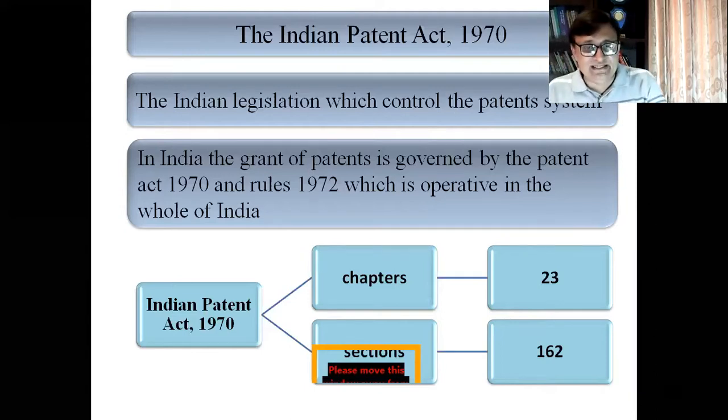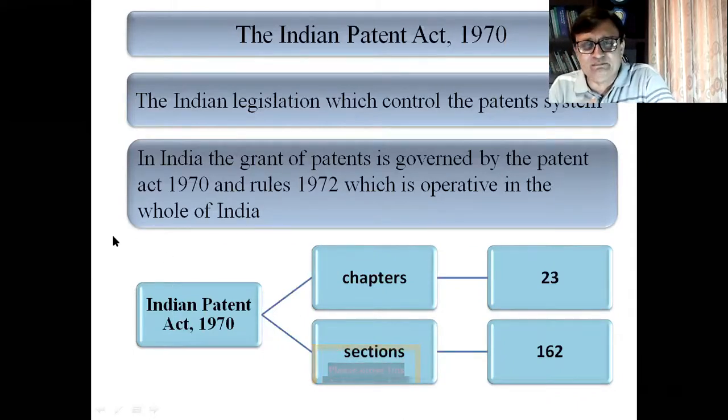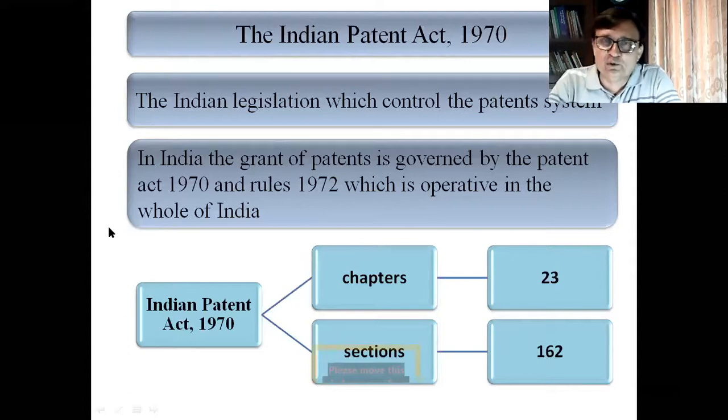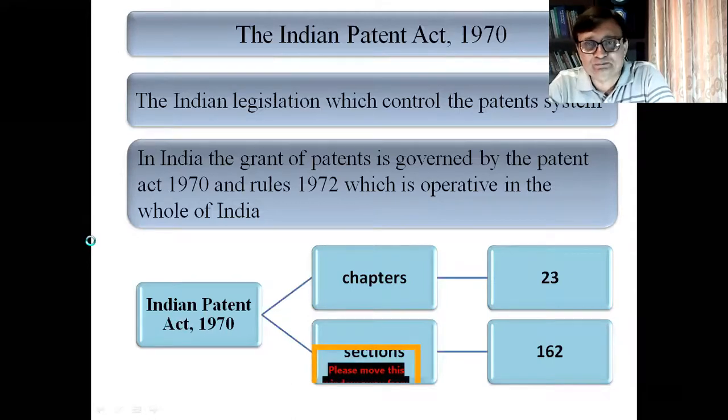As far as the Indian Patent Act 1970 is concerned, it has 23 chapters and 162 sections providing various provisions for protection, explaining the meanings of the various items, and then providing the registration process, to whom you have to apply, and the various definitions, which are all covered in these sections.